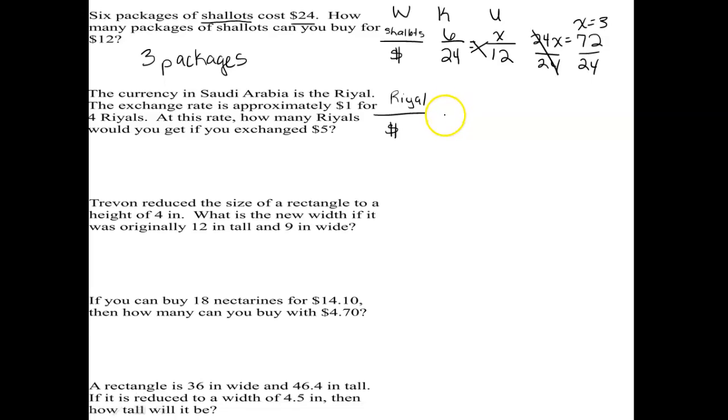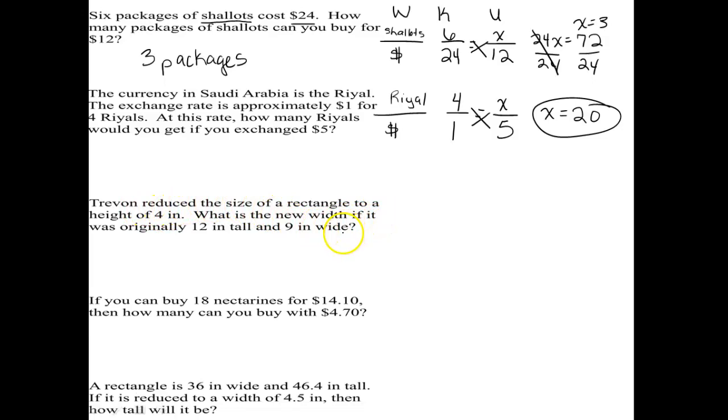All right, so it is $1, what we know, for every 4 rials. How many rials can you get? So how many can we get for 5? And so you just set up the proportion. You solve the proportion, sorry. 1 times x is x. 4 times 5 is 20. So there you have it. Very simple.